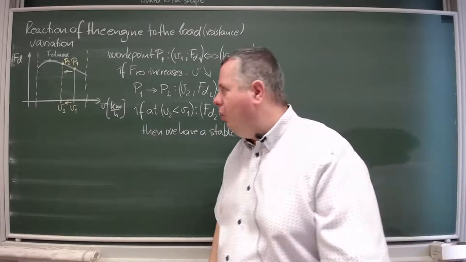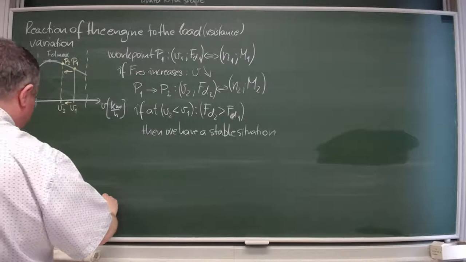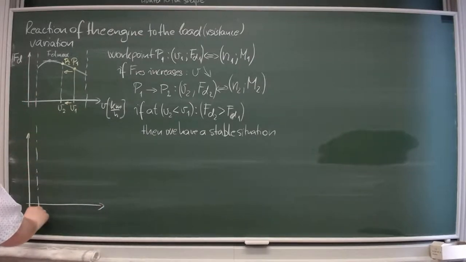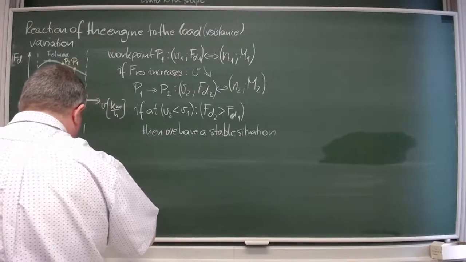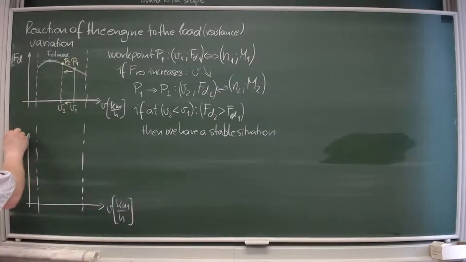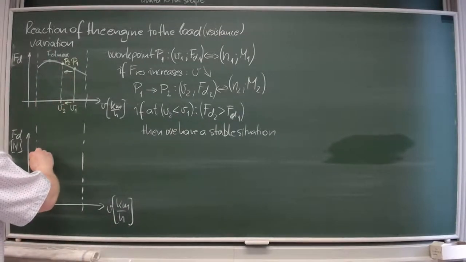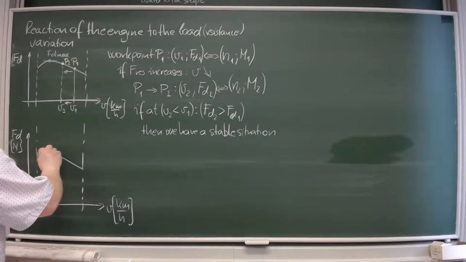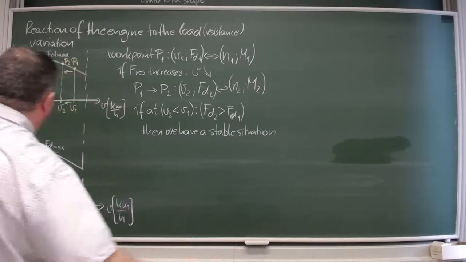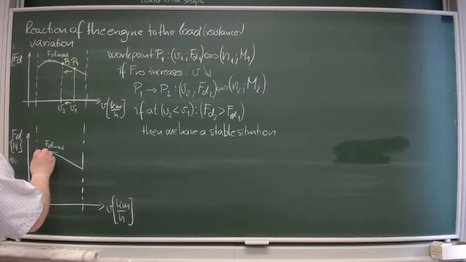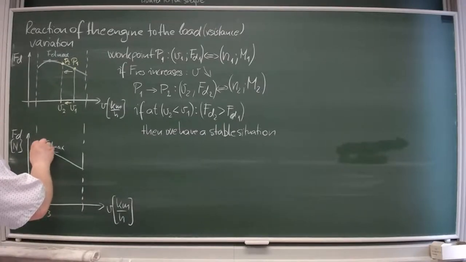Okay? Now let's see a second case of similar type. Again, we get the speed in kilometer per hour, and here the drag force in Newton as usual. We draw the same curve here, here we get the maximum point, F drag max. And what happens if our point is just here? Let's call it V3. And this is the point P3, okay?